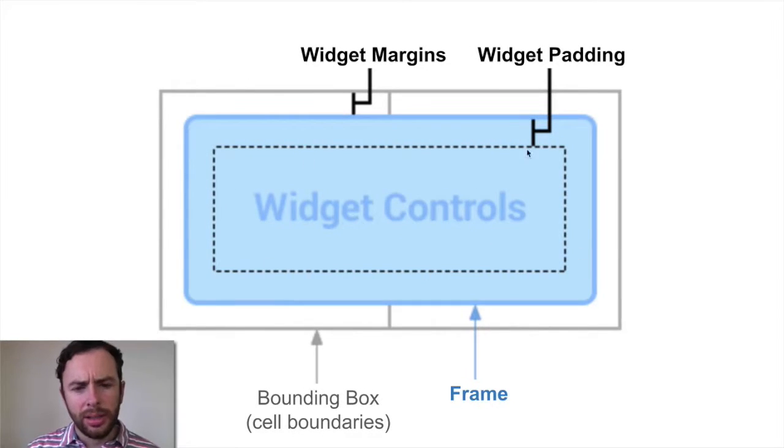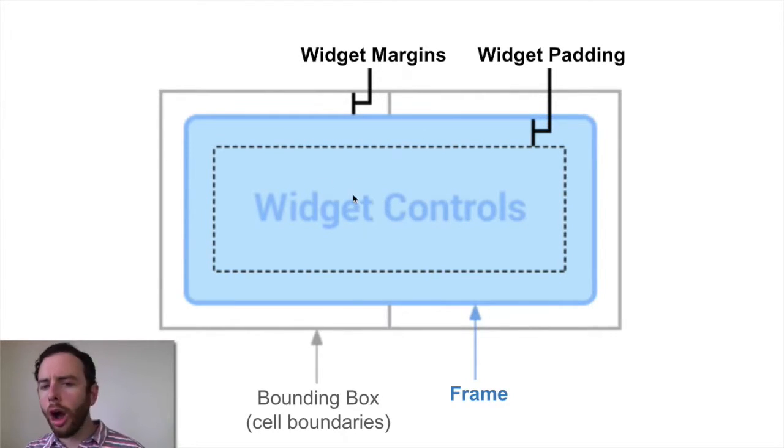So here's a button, and the padding is basically the difference between the contents and the edge of the button. The margin is the difference between the frame, the edge of the button, and this thing called the bounding box, all right?